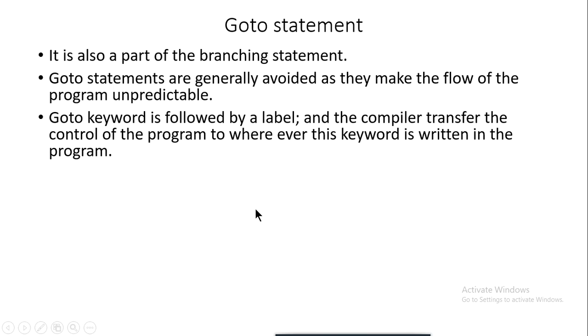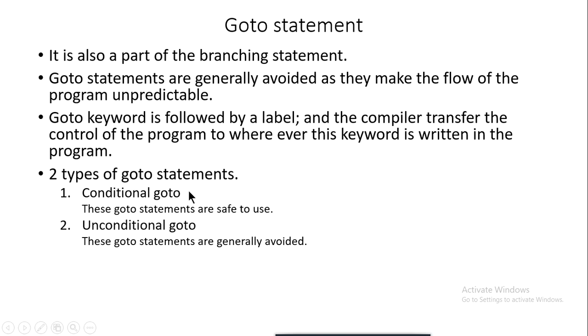What is a goto statement? Goto statement is rarely used after C and C++ language. Goto statement is also a part of the branching statements. They are generally avoided as they make the flow of the program unpredictable. Goto statements are followed by a label, and the compiler transfers the control of the program to wherever this keyword is written in the program. So goto statements are generally avoided, but you can use them if you want to.